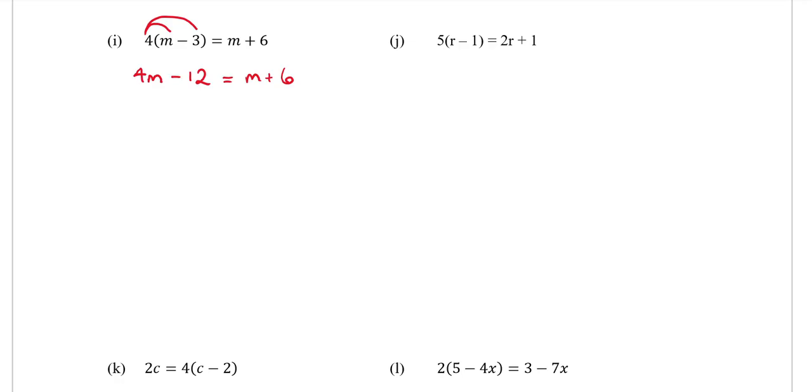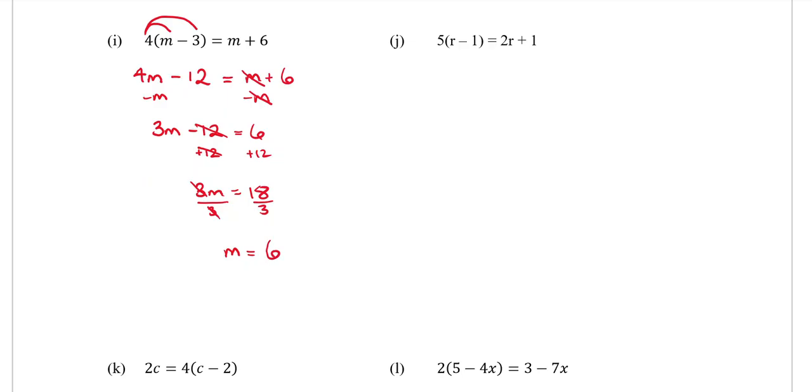But now that the brackets are gone, it's a pronumerals on both sides question, so we're going to get rid of this m here by subtracting m. 4m take away m is 3m, minus 12 equals 6. Then solving the equation, our opposite is to plus 12 to get 3m equals 18. And then dividing by 3, we get m equals 6.